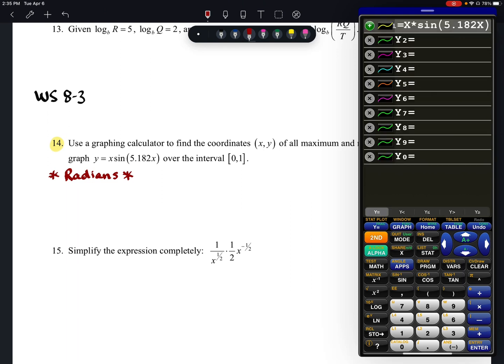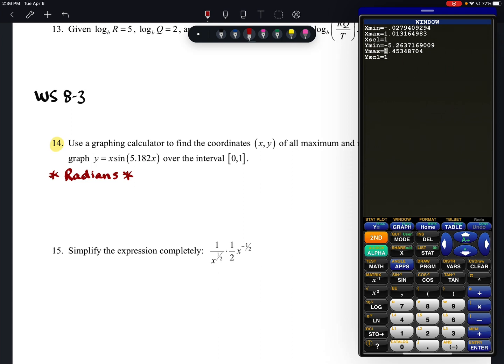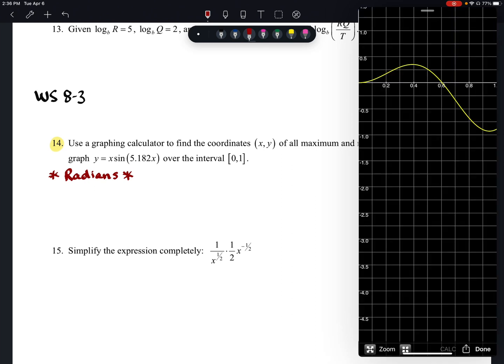All right, so I'll go in here and you'll see I have already typed in that function, x times the sine of 5.182x. When I go to my window, I didn't even hit graph yet, I want to make my x min 0 and my x max 1 because we're looking over that interval from 0 to 1. Right now my y mins and maxes, I don't think that's really going to matter unless I can't see the top and bottom of the graph. So let's look at the graph and see what happens.